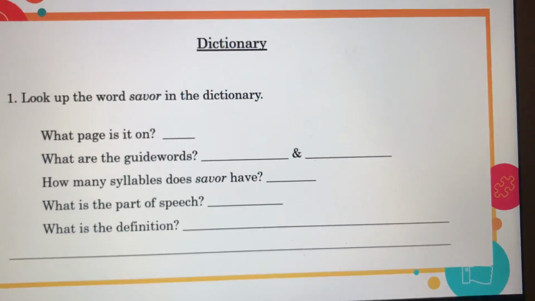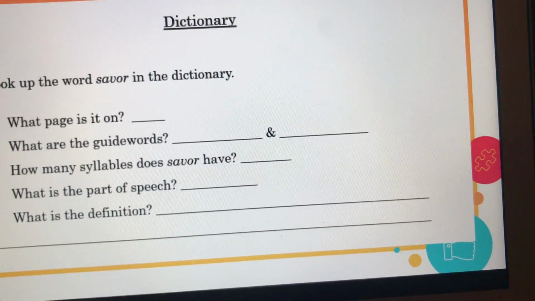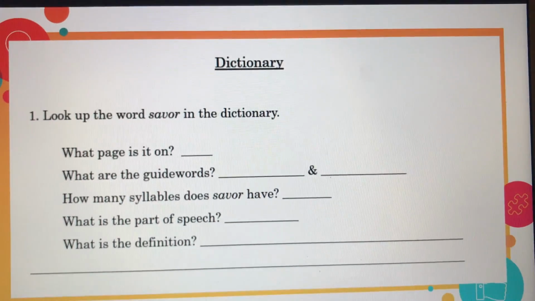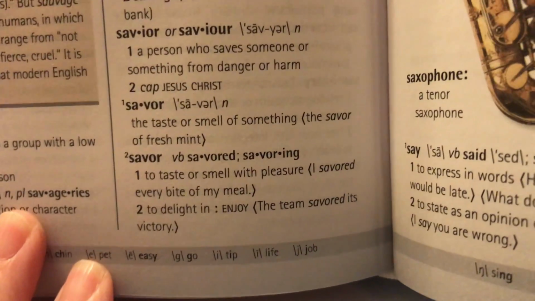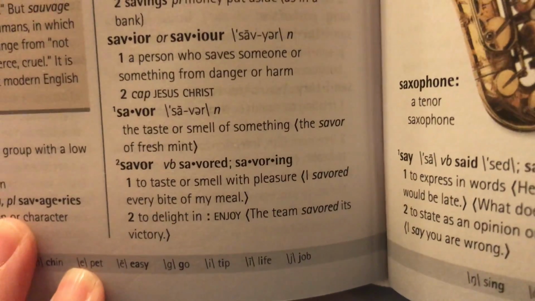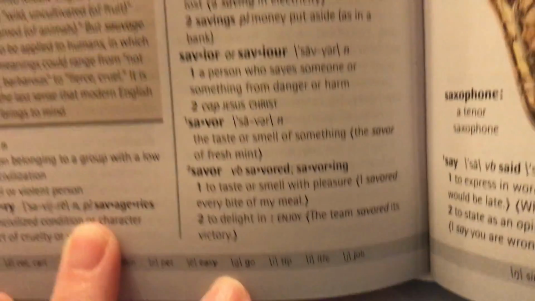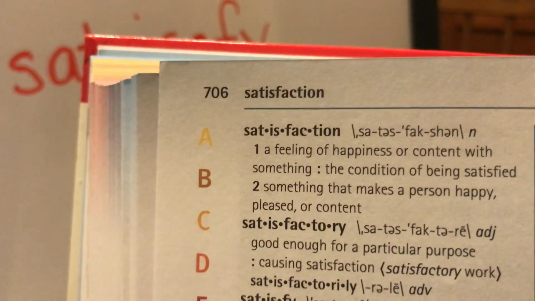Okay, Miss T has gone ahead and opened up my dictionary to the word savor. So here's my dictionary. And if you go all the way down here, you can see savor. Now savor, so what page is it on? If I look up here on my pages, I have page 706.